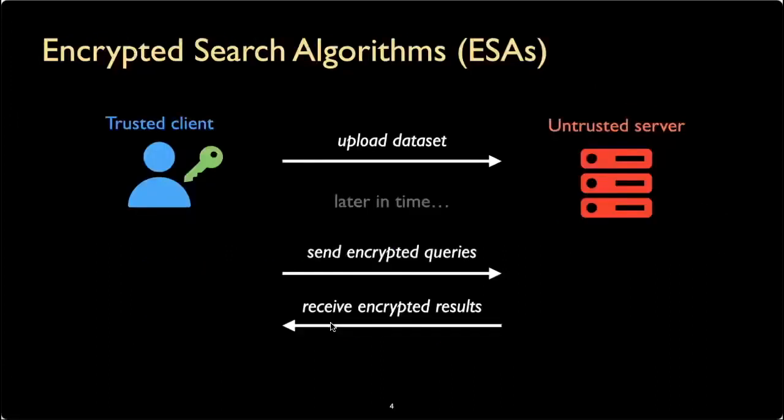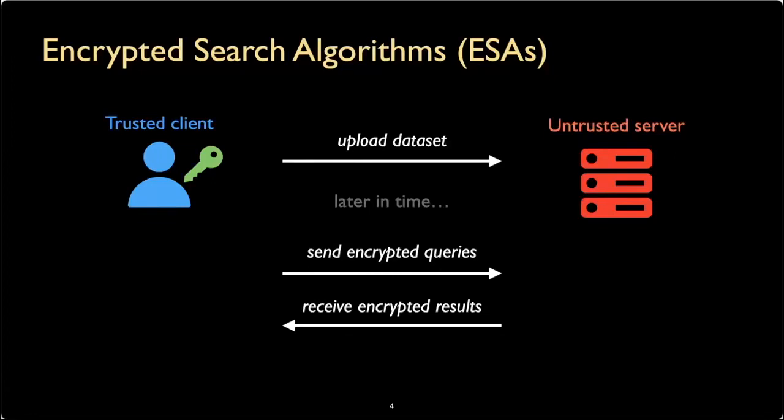Such concerns have led to the development of the field of encrypted search algorithms, in which we have the same client and server, except we assume the client is trusted and holds some kind of secret key, and we assume the server is some semi-honest, untrusted server. The client can then use their secret key to upload their dataset in such a way that they can send queries and receive results from the server while still maintaining some defined privacy guarantees over their data.